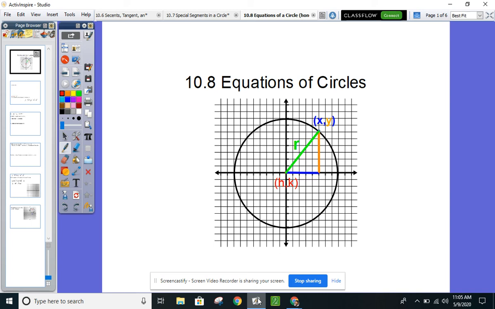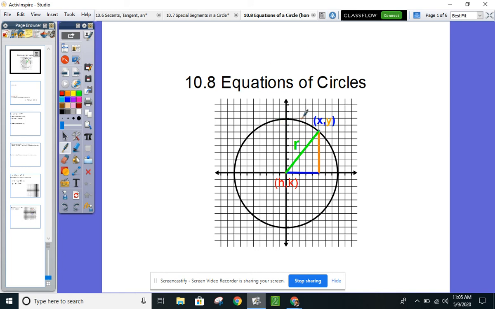Alright, so we're talking about equations of circles. Now, this is a very algebra-based section, so I don't know if regular geometry goes through it, but we do because we like to include this stuff. And plus, it kind of helps lead you into the algebra brain for next year as you head to algebra. Alright, so let's talk about the equation of a circle.